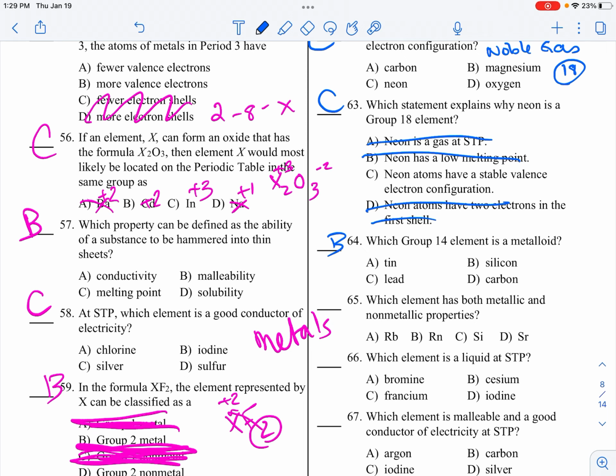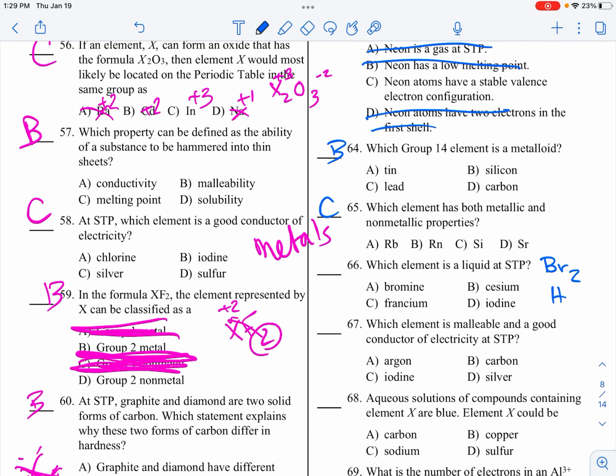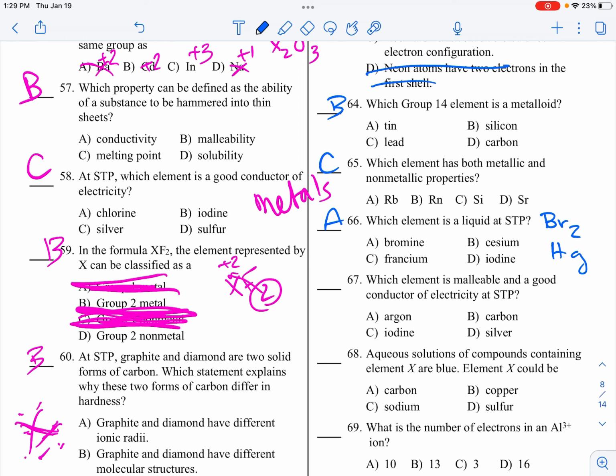So there we go. Liquid at STP, you've got to know these. We've got bromine and we've got mercury. Malleable, metal, good conductor. We've got metals. Metals, metals. So this is a non-metal. This is a non-metal. This is a non-metal. This is a metal, silver.